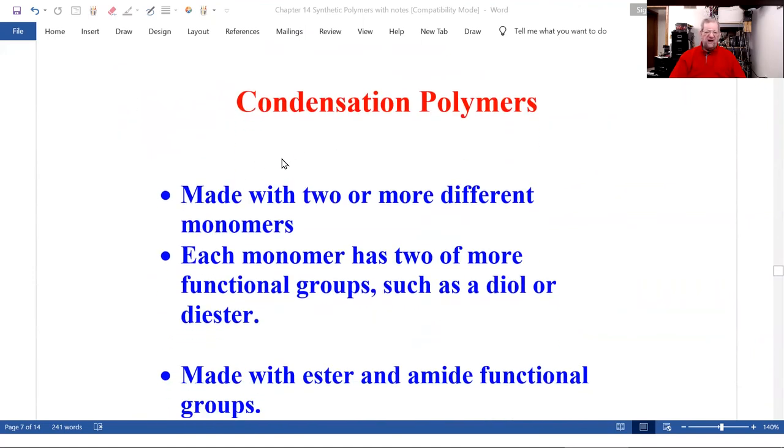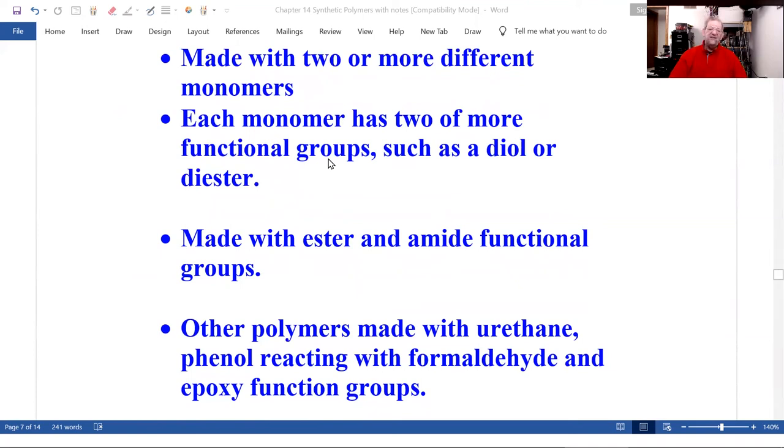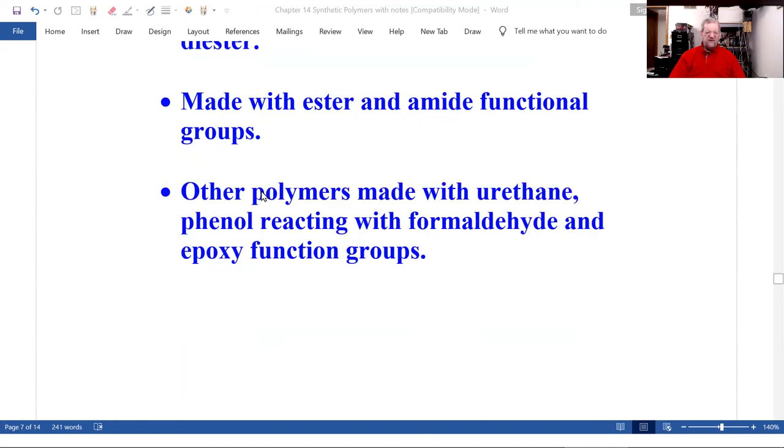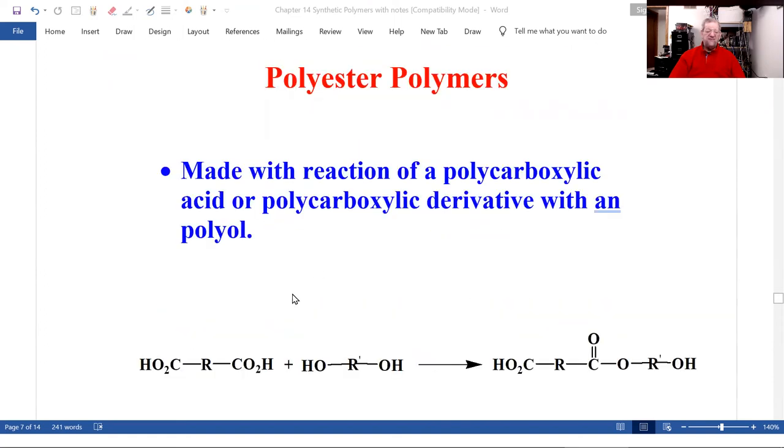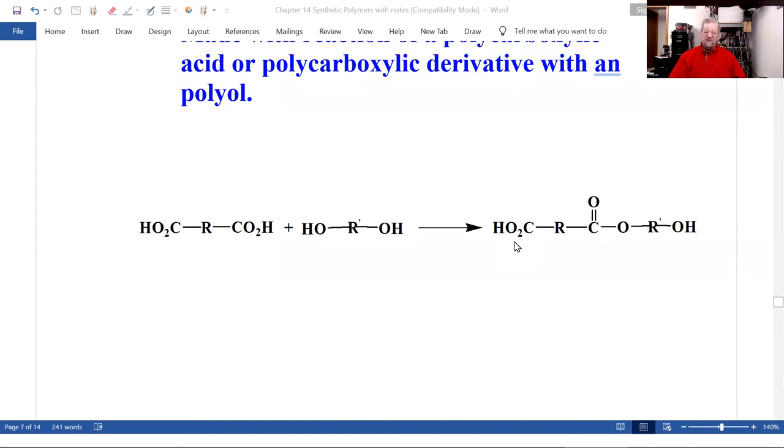I've already talked about condensation polymers made with two different types of monomers. Each monomer usually has at least two functional groups, such as a diol or dicarboxylic acid to make a diester. The main functional groups, not the only ones, but the main in condensation are polyester, ester functional group, polyamide. And you can also have urethane and formaldehyde and epoxy polymers. And polyester, you have a diacid, a diol, you make this, and notice at this end, I can react that further with the diol, make ester, this with the diacid, and as I mentioned when we did carboxylic acids, this is going to repeat over and over again, and that's what my water bottle is made of.